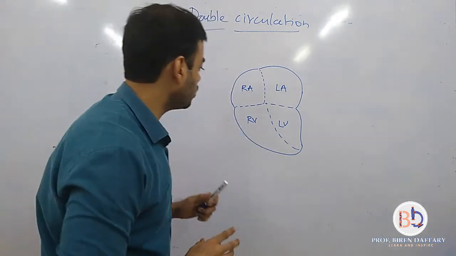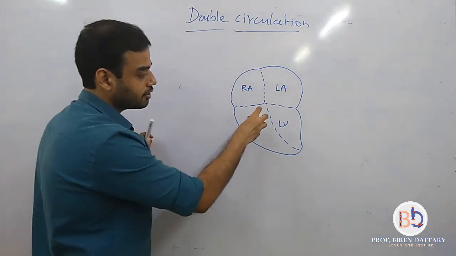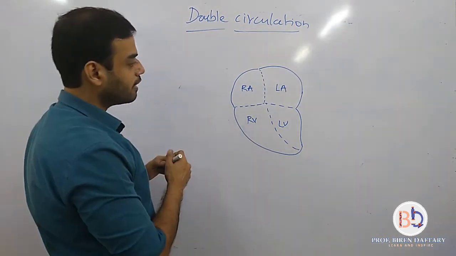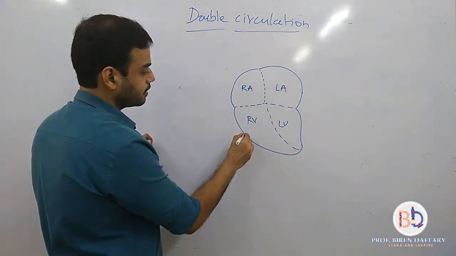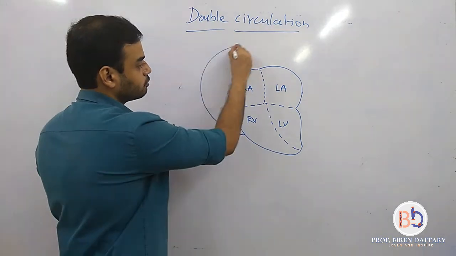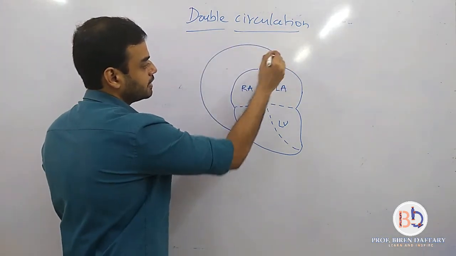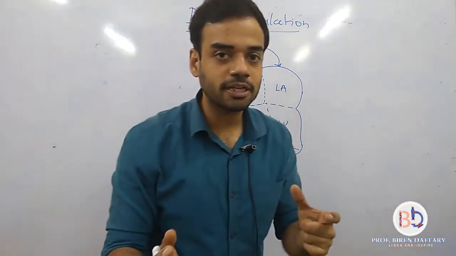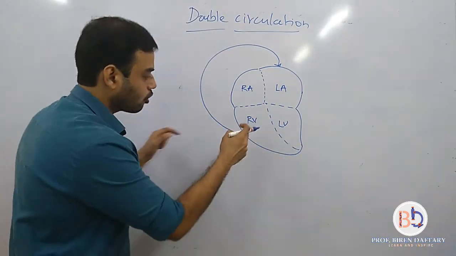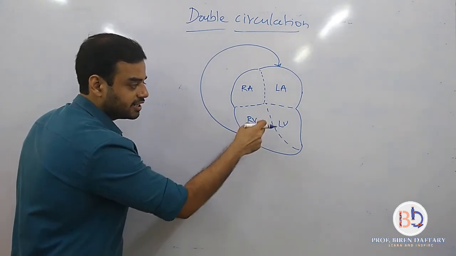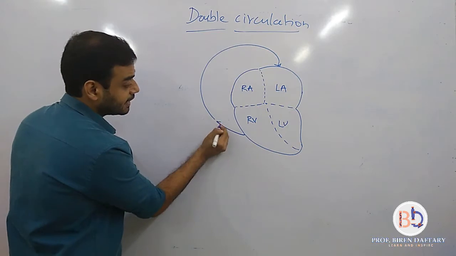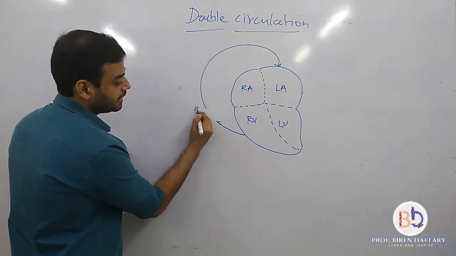So first of all, you have to show the transfer between right ventricle and left atrium. So you have to show this circuit. You have to show how the blood is going to go from right ventricle to left atrium. So what will you explain? Very simple. From the right ventricle, the deoxygenated blood enters which part? It enters the pulmonary trunk.